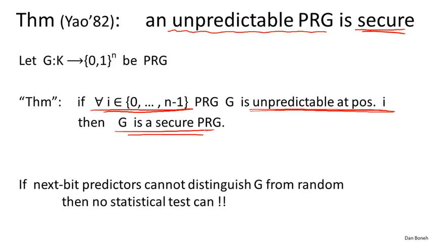I want to paraphrase this in English. The way to interpret this result is to say that if these next bit predictors, the predictors that try to predict the i plus first bit given the first i bits, are not able to distinguish G from random, then in fact no statistical test can distinguish G from random. So next bit predictors are in some sense universal predictors when it comes to distinguishing things from random.